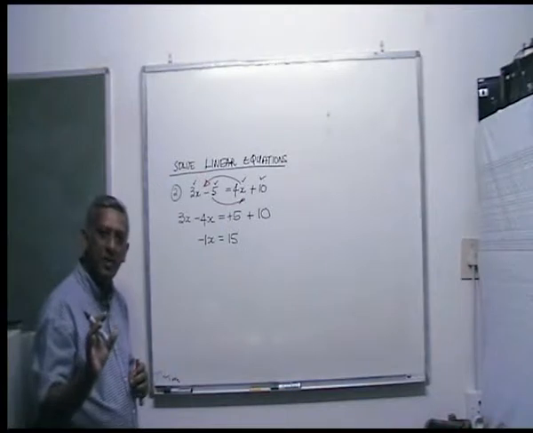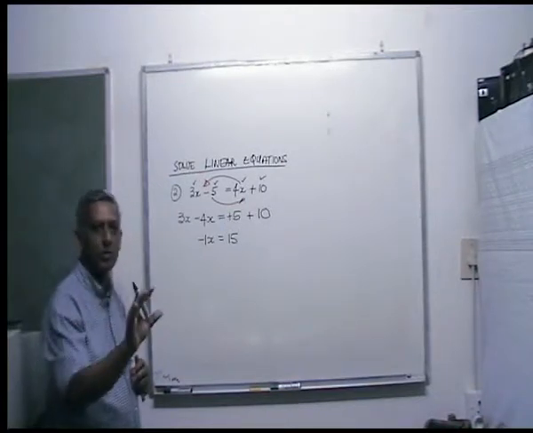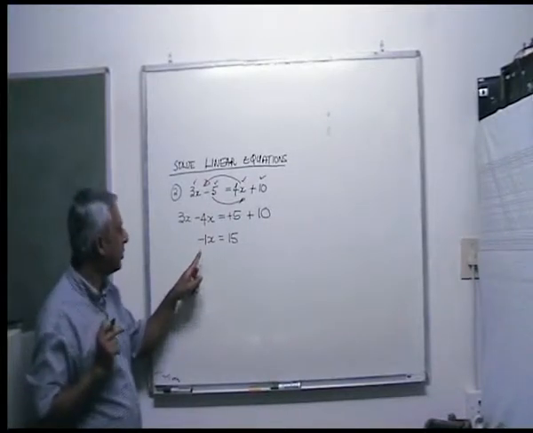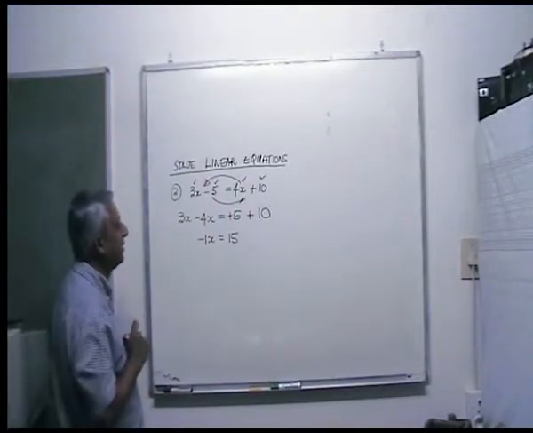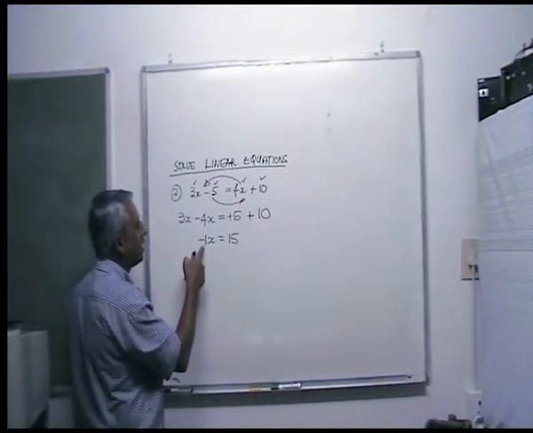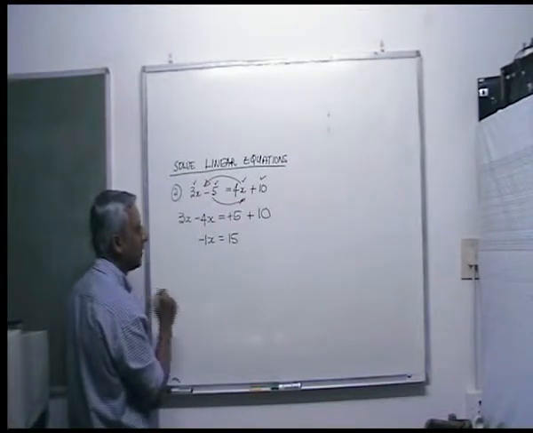Now be careful. This is not solved yet, because in example 1, I told you that an equation is solved when you end up with plus x is equal to. Now here you are ending up with minus x is equal to. So we have to do one more step. Now you're going to learn a new step. Now there's two ways to do it. You can multiply both sides by minus 1.